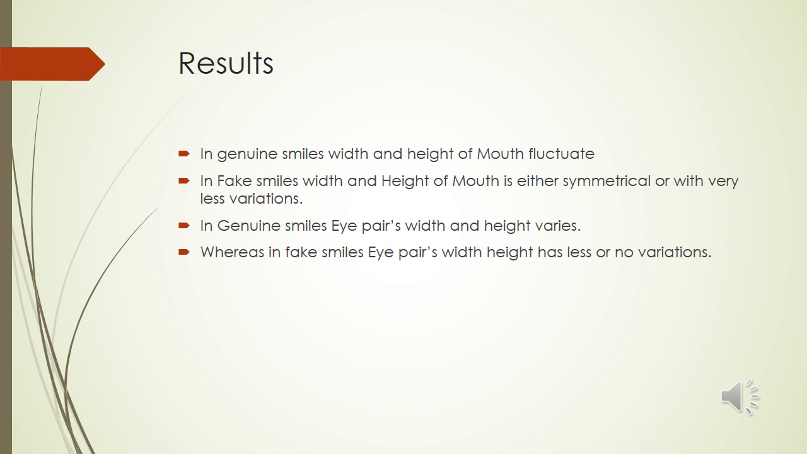Here are the results of my findings. In genuine smiles, the width and height of the mouth fluctuate. In fake smiles, the width and height of the mouth is either symmetrical or with very little variation. In genuine smiles, the eye pair's width and height vary, whereas in fake smiles, the eye pair's width and height have less or no variation.